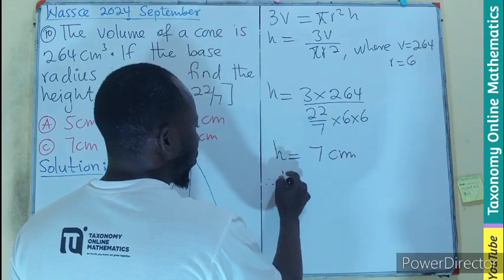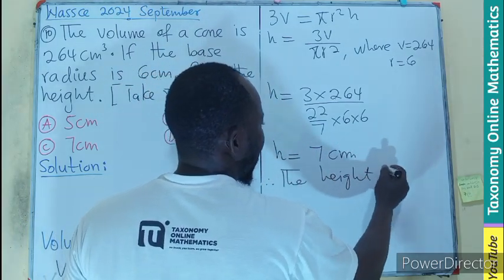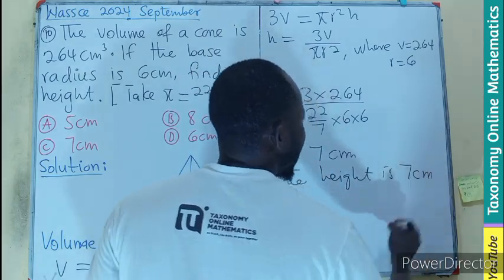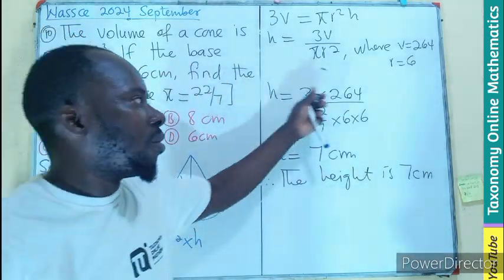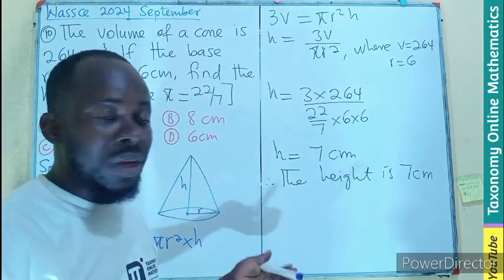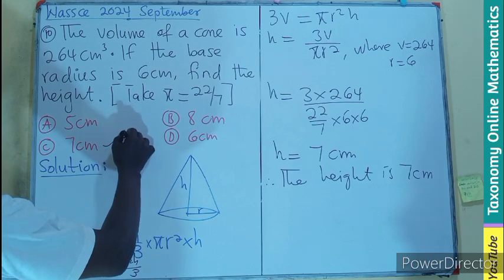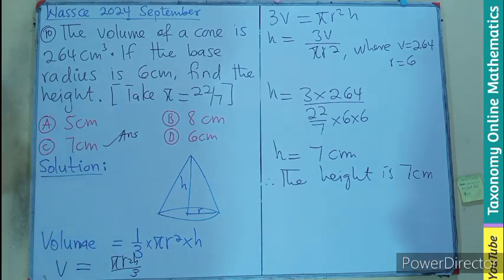So the height is 7 centimeters. You can as well put it in a calculator and find the 7 as well if you want to. So the solution we are looking for will be C, 7 centimeters.